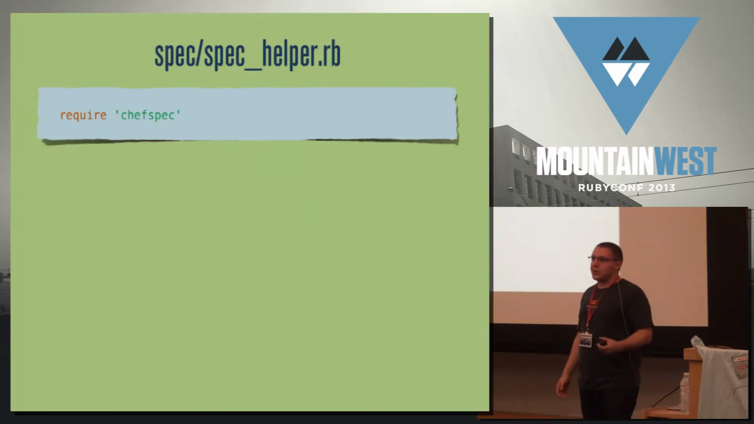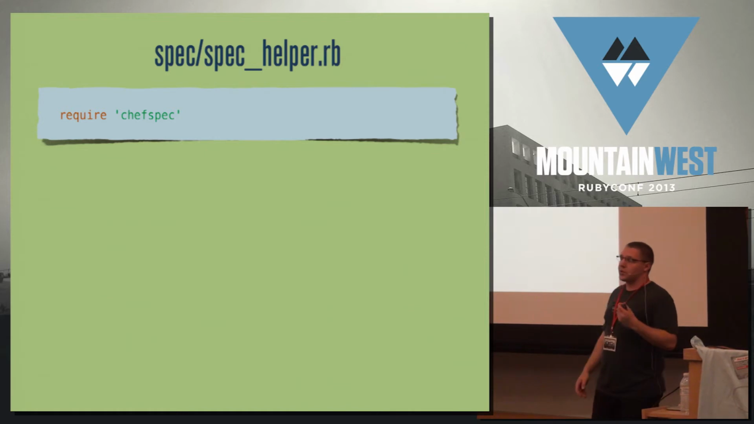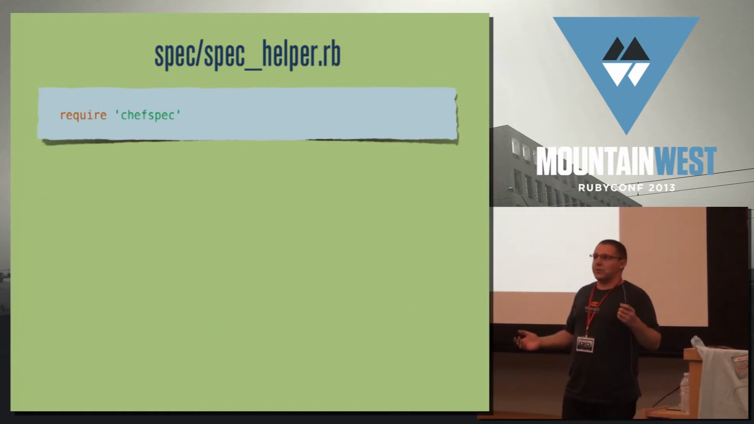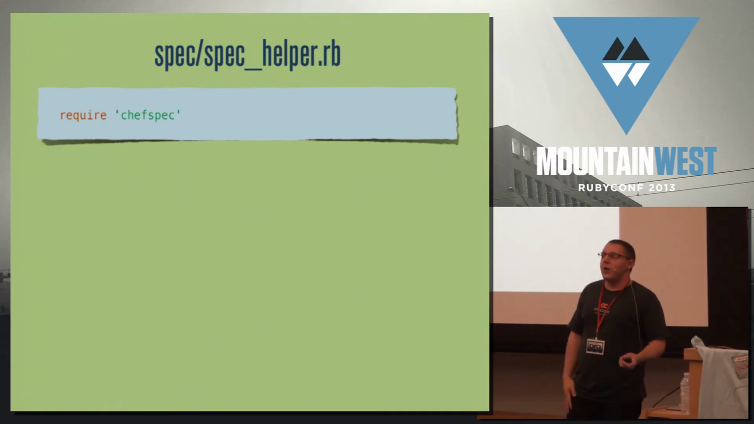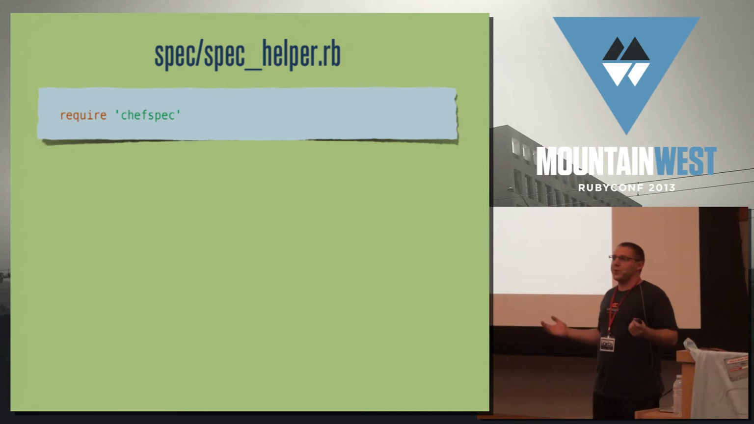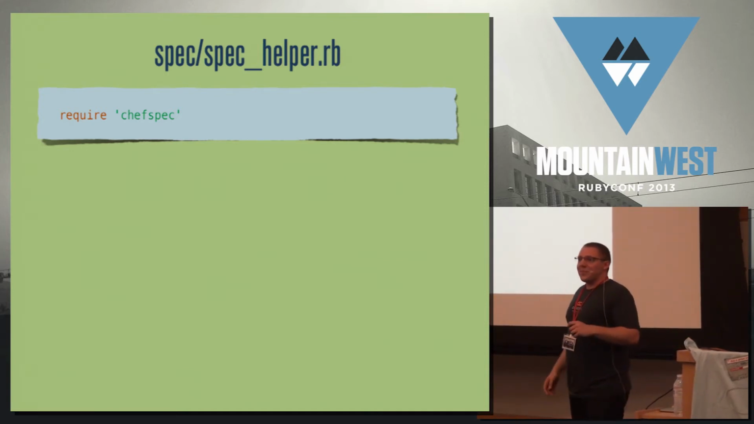So the first thing we're going to do is make a spec helper at the root of our chef repo. And all we're going to do is require chefspec. You may say, well, why don't you just require chefspec at the top of every file? Well, the spec helper is a common pattern. Some people argue that it's an anti-pattern. That's up to you. He's shaking his head.